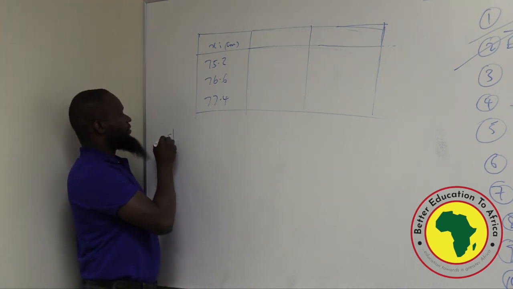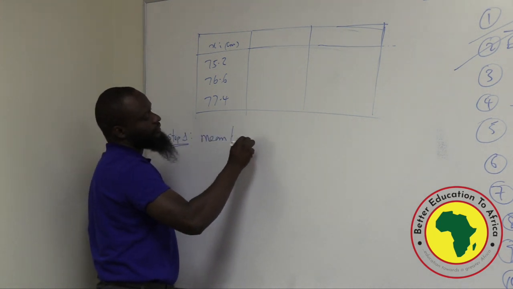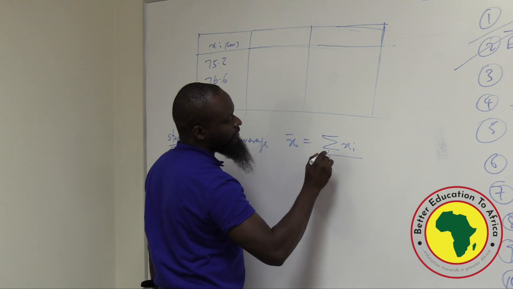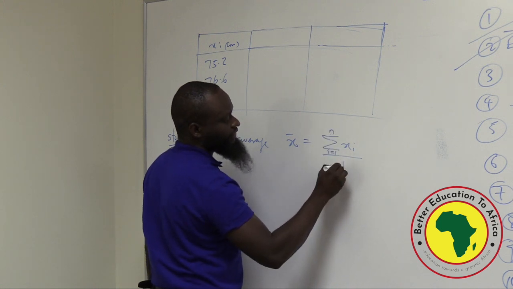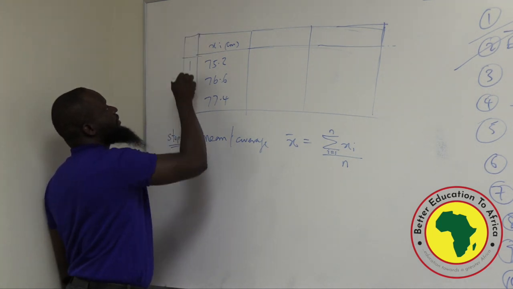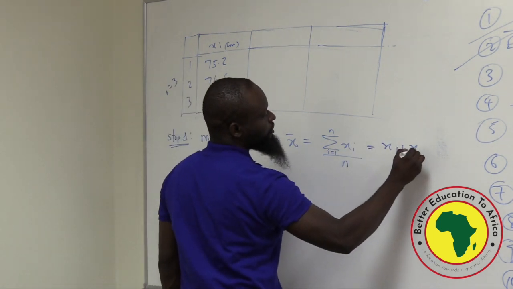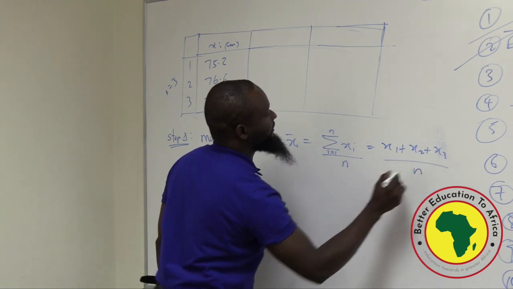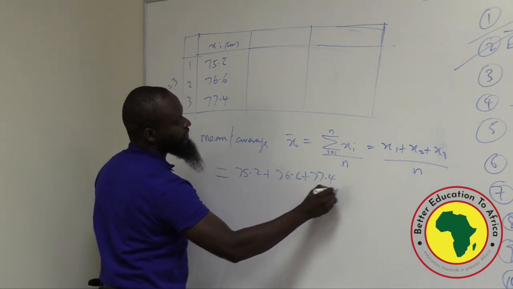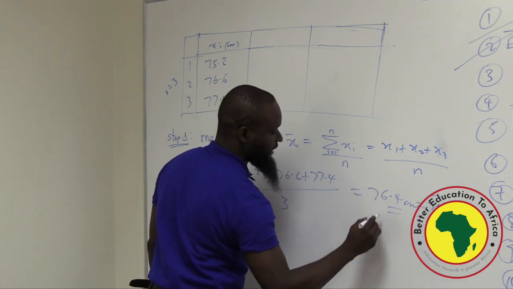So the first step is to compute what we call the mean or average. It has a symbol x bar. It is given by the summation of Xi, when i goes from 1 to n, divided by n, where n is the total number. n here is 3. So this is x1 plus x2 plus x3, divided by n. So my x bar is 75.2 plus 76.6 plus 77.4 divided by 3. This gives me 76.4 centimeters. So this is my x bar, my mean.